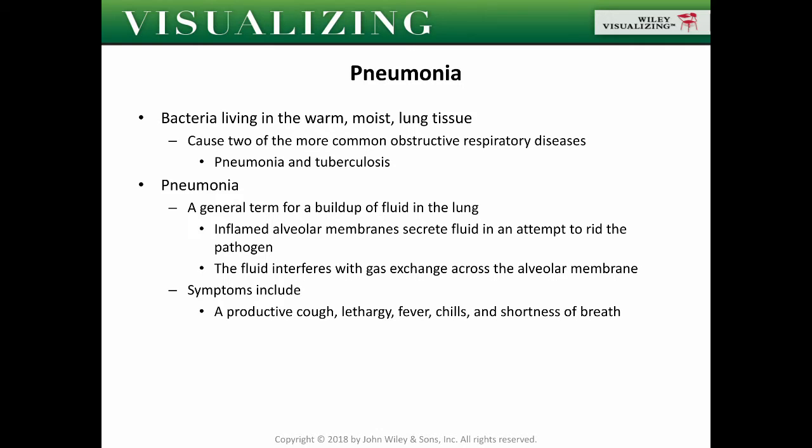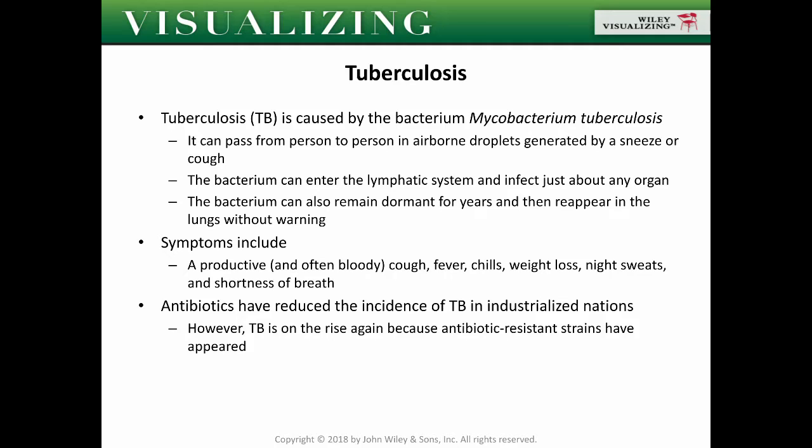We have inflamed alveolar membranes that secrete the fluid in order to remove the pathogen, the bacteria, in the lungs. And this fluid interferes with the gas exchange. So the symptoms of pneumonia include productive cough, so that means you have phlegm, lethargy, fever, chills, and shortness of breath.